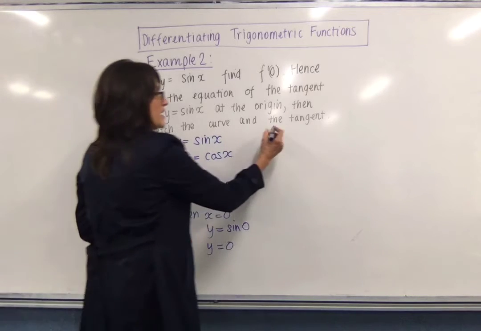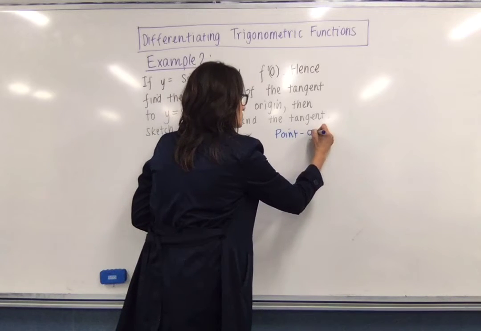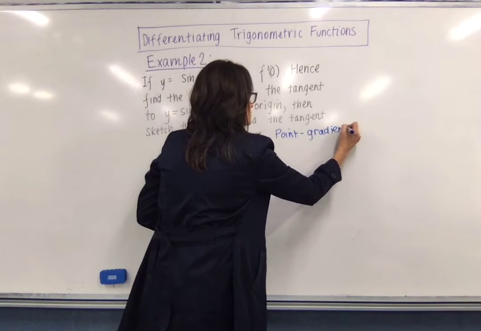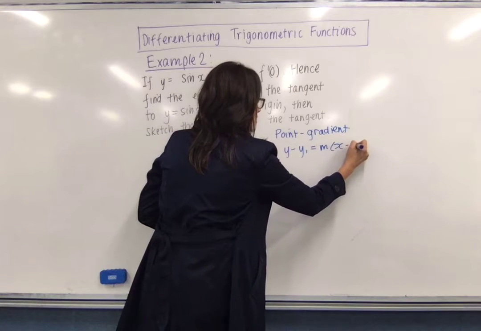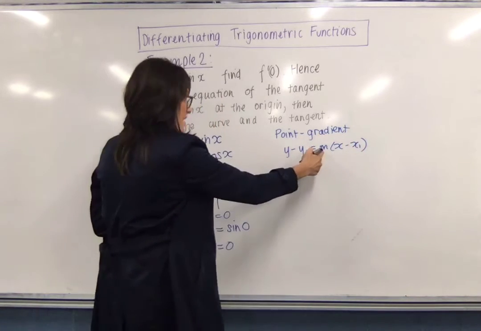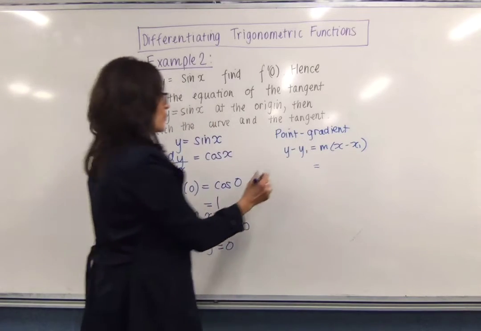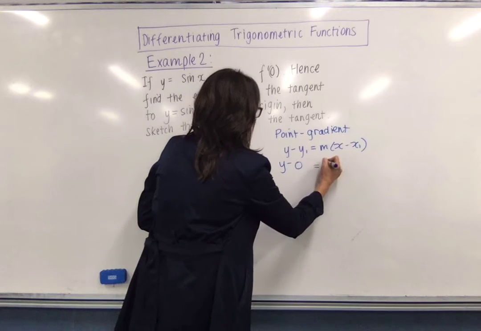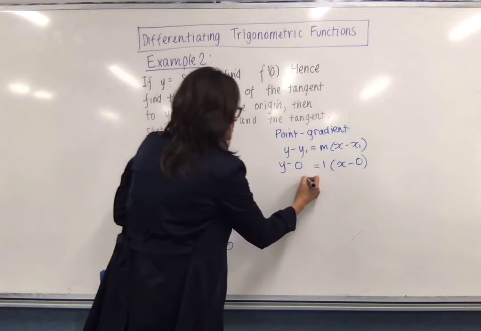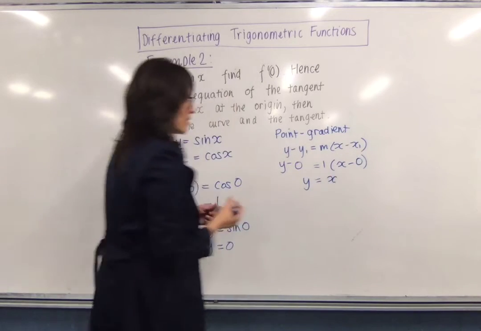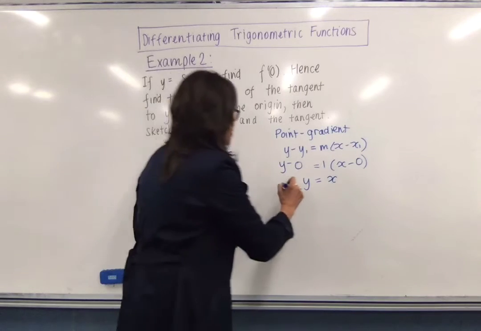So now let's use our point gradient formula. y minus y1 equals m outside of x minus x1, where we're substituting in our gradient of 1 and our coordinate 0, 0. So y minus 0 equals 1 outside of x minus 0. And if we simplify that, we end up with y equals x. So hopefully this is looking a bit more familiar to you now.